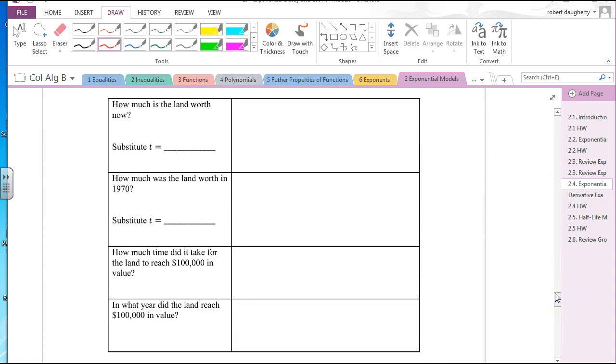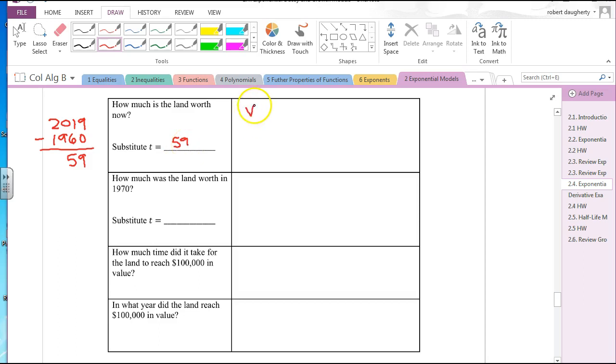How much is the land worth now? Okay, so how do I figure out what year that is? What's the current year? This is 2019. I need to figure out how long ago was 1960. That's going to be 59 years. Okay, so 59 years in the future from 1960 is 2019. So I need to substitute T is equal to 59 into that equation.